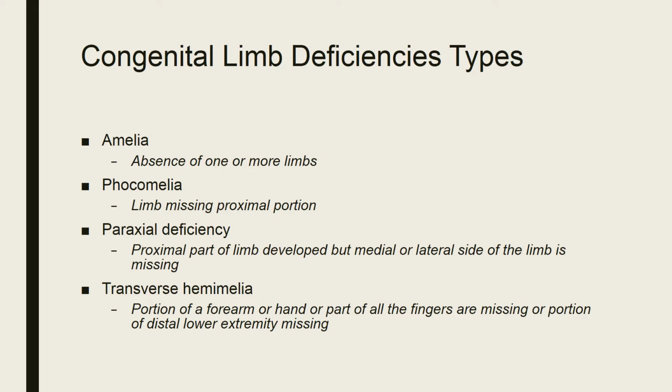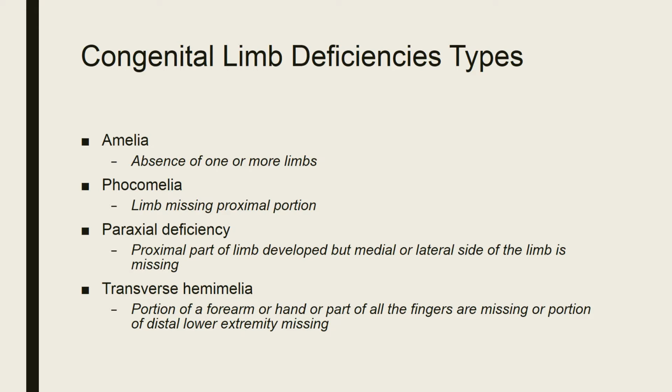Phocomelia is when they're missing the proximal portion of a particular limb or limbs. Some children may not be born with a humerus. That's proximal, but they may still have their hand. So their hand would sort of be up by their shoulder.